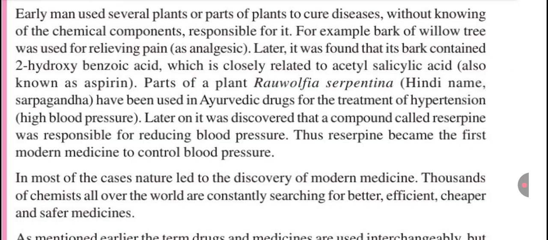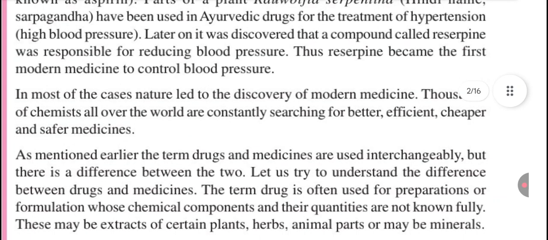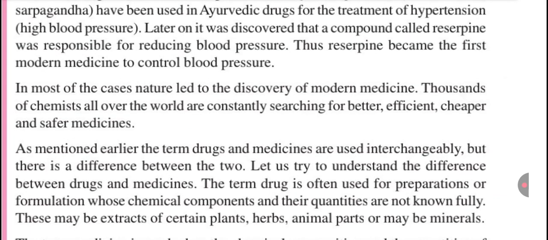Early men used several plants or parts of plants to cure diseases without knowing the chemical components responsible for it. For example, bark of willow tree was used for relieving pain as an analgesic. Later, it was found that its bark contained 2-hydroxybenzoic acid, which is closely related to acetyl salicylic acid, also known as aspirin. Parts of the plant Rauvolfia serpentina, Hindi name Sarpgandha, have been used in Ayurvedic drugs for the treatment of hypertension, high BP, that is known as blood pressure.